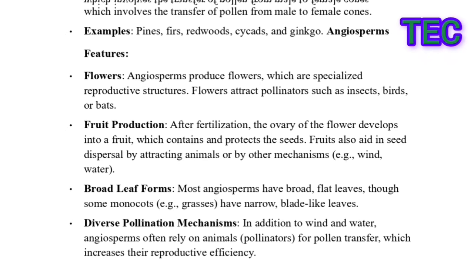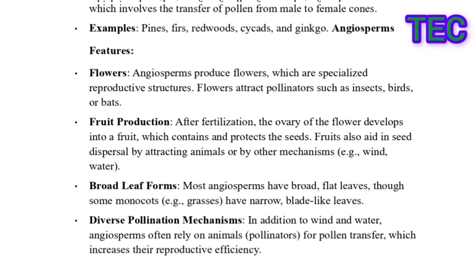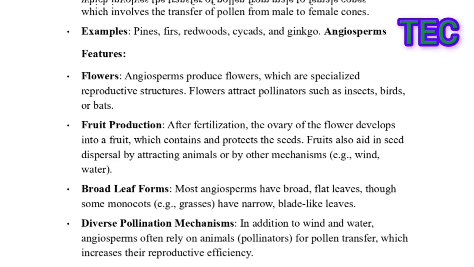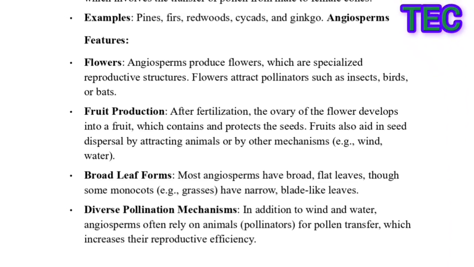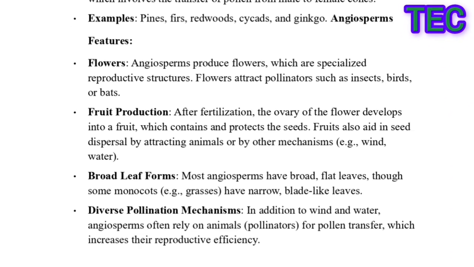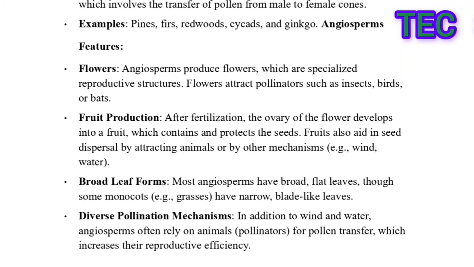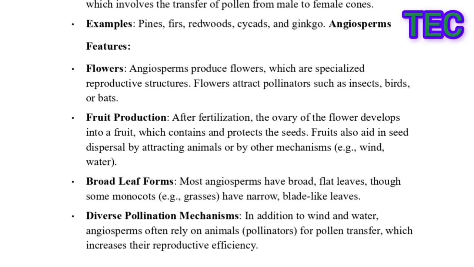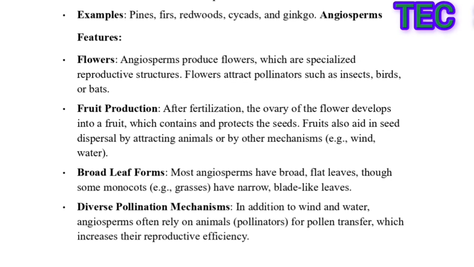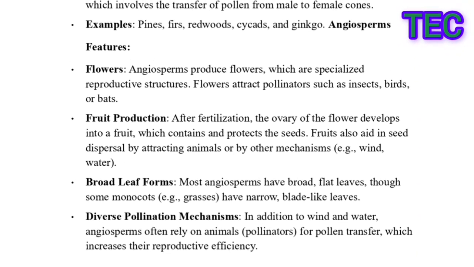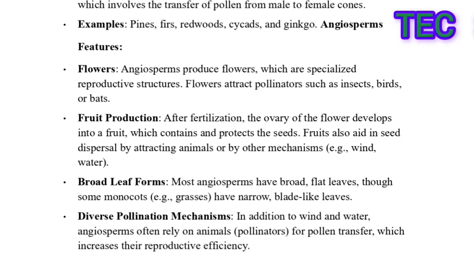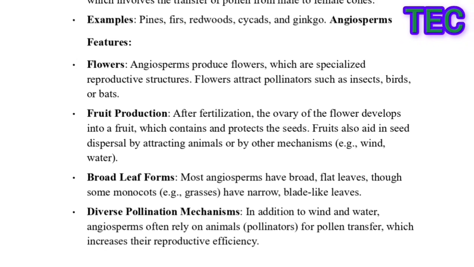Features of the angiosperms. Flowers. Angiosperms produce flowers, which are specialized reproductive structures. So the flower part of the angiosperm is the reproductive structure of that particular plant. Flowers attract pollinators such as insects, birds, or bats. So those are the pollinators, those are like the agents of pollination in the angiosperms.